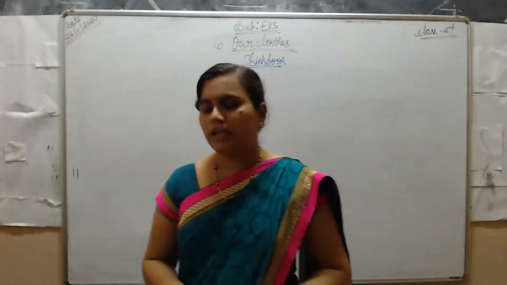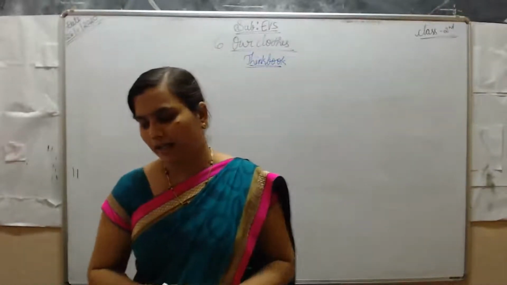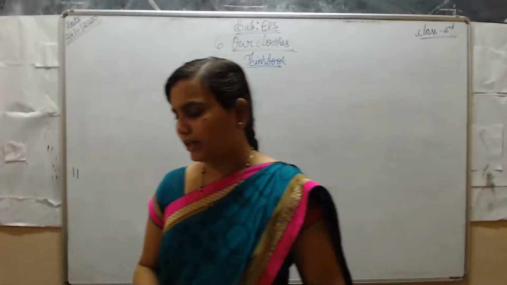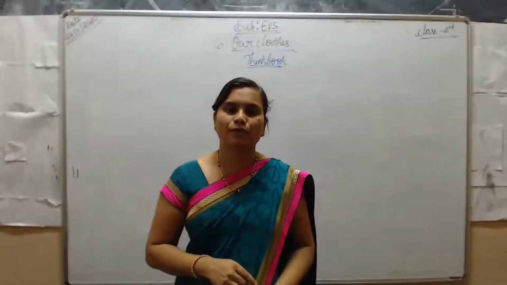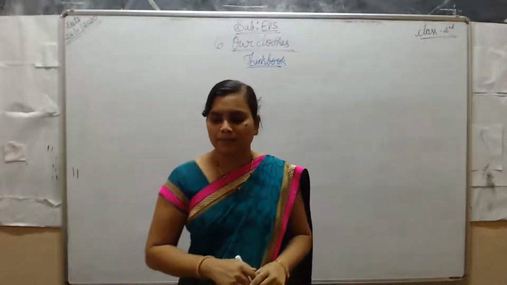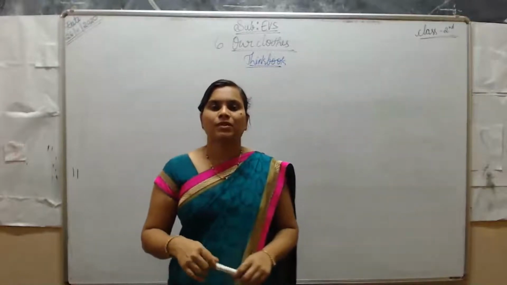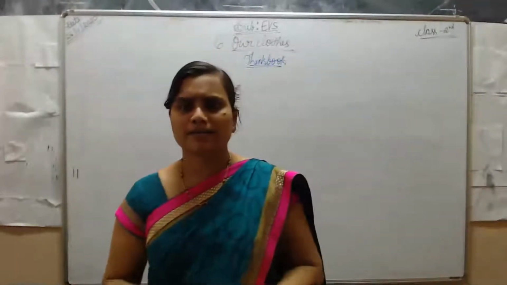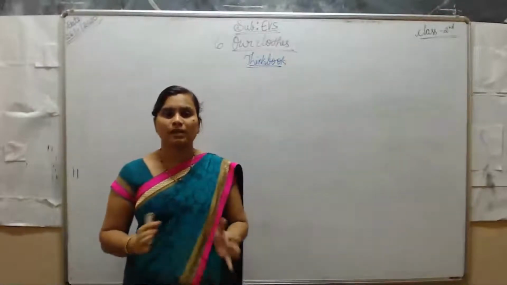Now I will ask some questions, students. You can guess and try to answer. Silk is made of sheep's fur. Is it right or wrong, students? Silk is made of sheep's fur. Students, where do we get silk from? Silk we get from silkworm.